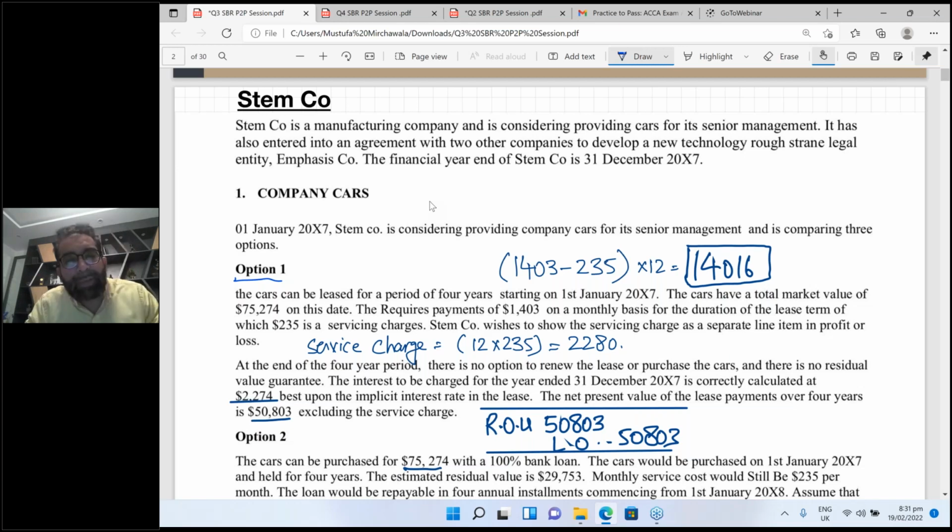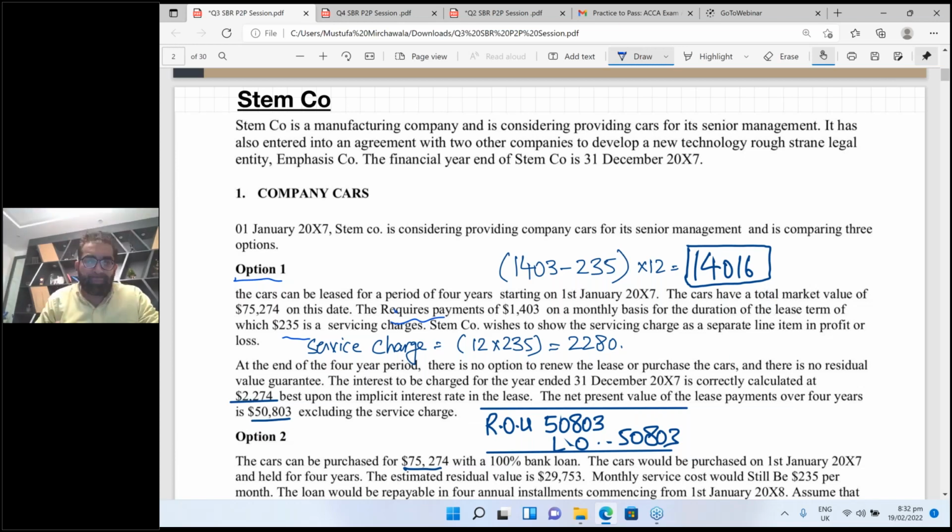Number one is the principal amount, and number two is the interest. But my dear student, there is one more thing included in it. The required payments of 1403 on a monthly basis for the duration of the lease term, of which 235 is the servicing charges. So servicing charges is a normal expense, and it will go directly in the P&L. If you are paying servicing charges to anybody, it's a normal expense, and it goes directly in the P&L as an expense.